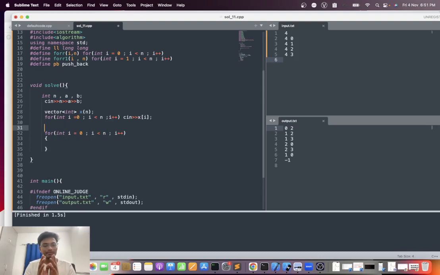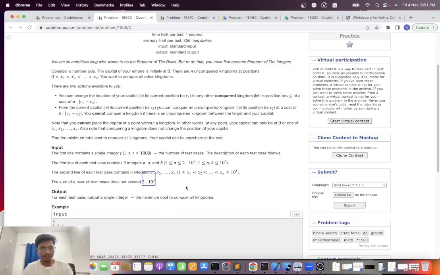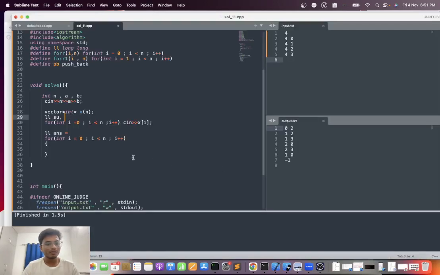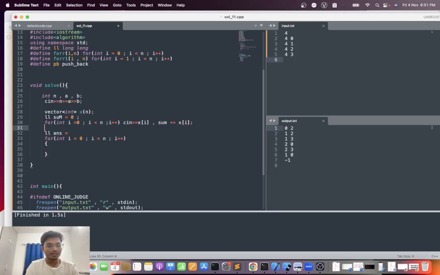So if I am at my current location, that is the 0 location, what will the answer be? First of all, I need to get the sum of all of them. Let me see, it is 10 to the power 8 and 10 to the power 5. That will be long, I require long. The sum of all the kingdoms will be sum plus x of I.